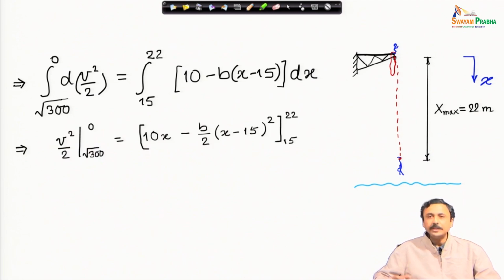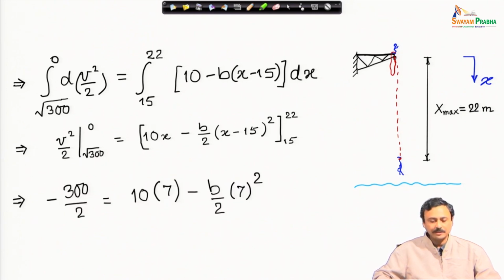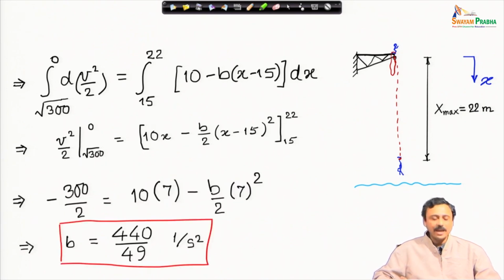This is a straightforward integration of a polynomial, and if you do that integration, finally you will arrive at this value of b. I am not going through the detailed steps, but they are written out here for you, and you get b as 440 by 49, and the units are a little strange.